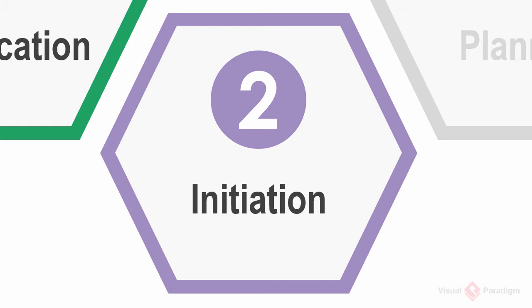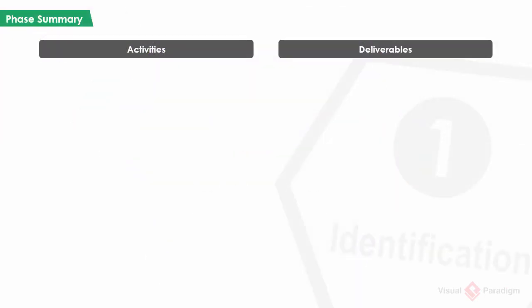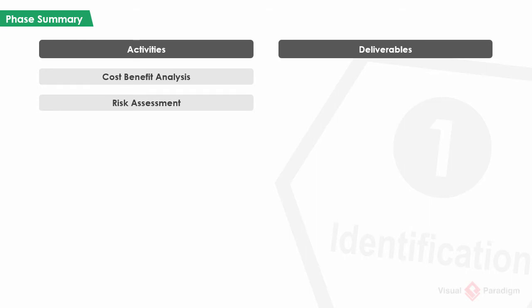Let's have a look at the activities and deliverables of this phase. Cost-benefit analysis, which is the assessment of cost and benefits related to each solution. Risk assessment, to assess the risks associated with the project. A project with high risks may imply a higher chance that it will end with a failure, which is a factor to consider in approving the project proposal.